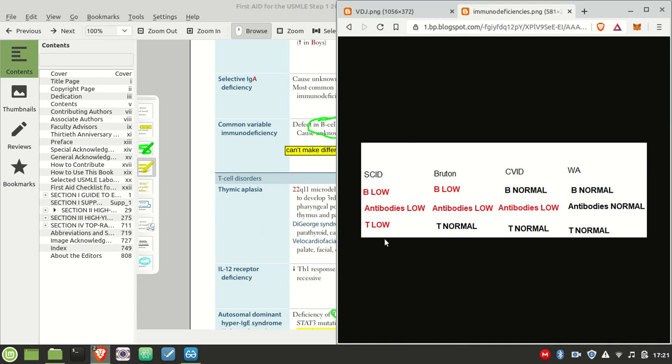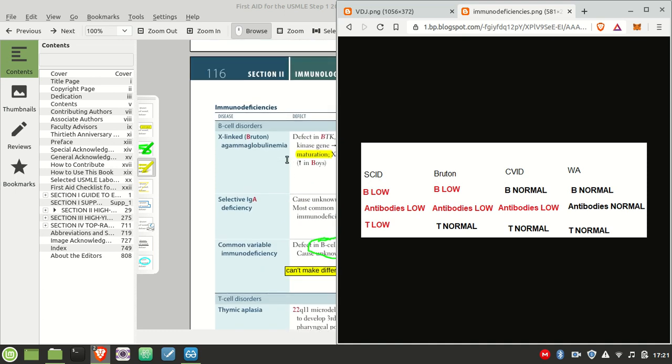In this section, we're just going to talk about these three, especially comparing Bruton's and CVID, and then SCID and CVID. Because in both of these, you have CIDs, and these two are pretty similar. Sometimes it's easy to get them confused. So let's just start, okay?